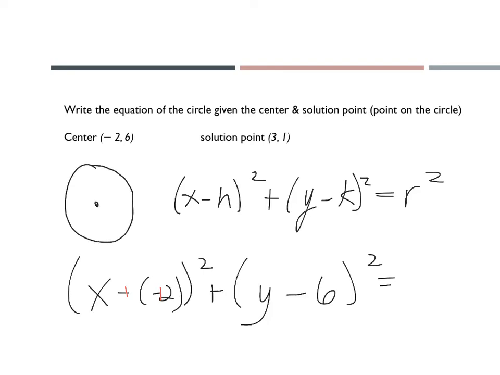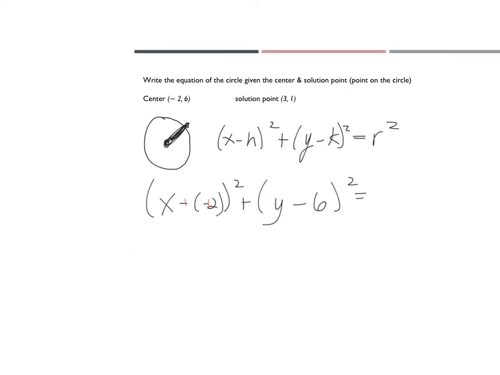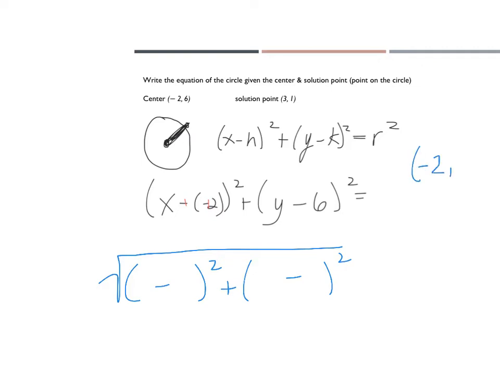Look, here's the center. Did they give me the center? Yes. And they gave me a point on the circle? How could I figure out how far it is from here to here? What's that formula we talked about yesterday? The distance. So let's just do the distance formula real quick. Get it all set up like yesterday. So I have -2, 6, and I have 3, 1.